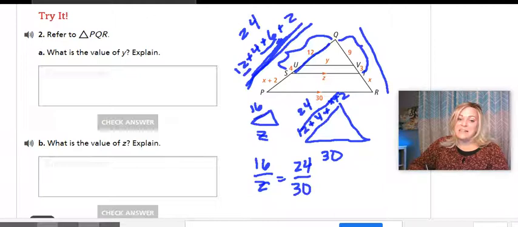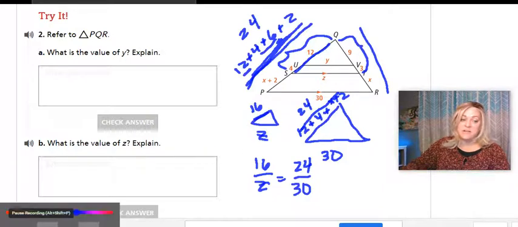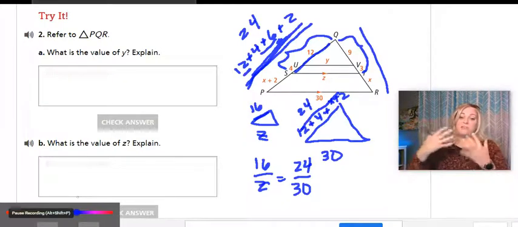I did left side to base. Left side to base. And you can do those different proportions. So 16 to z should be the same proportionally as 24 to 30. And you can solve for z from there. Once you get z, you would have x. Now you can solve for y.